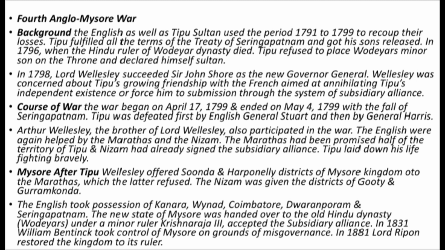Now, Mysore after Tipu. Wellesley offered the Sonda and Harponili districts of the Mysore kingdom to the Marathas, which the latter refused. The Nizam was given the districts of Kooty and Gumarkonda, and besides that the English took possession of Kanara, Wayanad, Coimbatore, Dharapuram and Srirangapatnam. The new state of Mysore was handed over to the old Hindu dynasty, the Wodeyars, under the minor ruler Krishnaraja III, who accepted the subsidiary alliance.